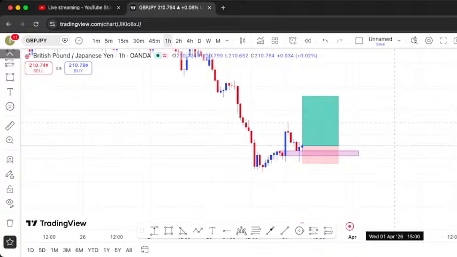GBP/JPY. Excuse me. So that's my view on GBP/JPY. Looking for a long position because the trend is kind of changing now to bullish. So if the market respects, because you can see it's kind of respecting those levels, maybe you might have bullish momentum on that GBP/JPY, because we had a 1-hour OB.